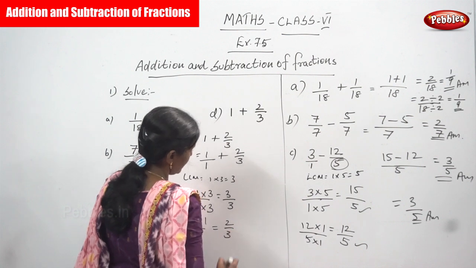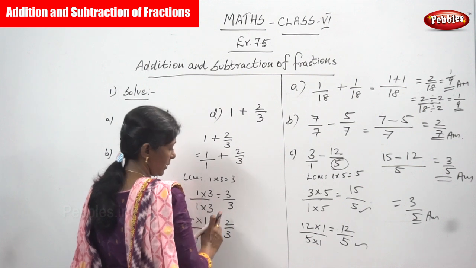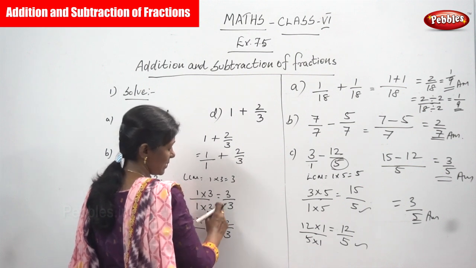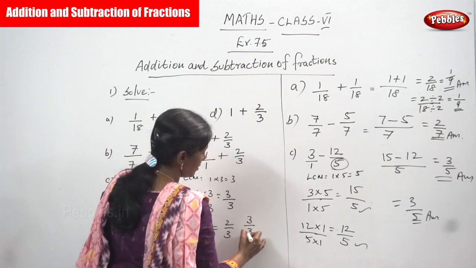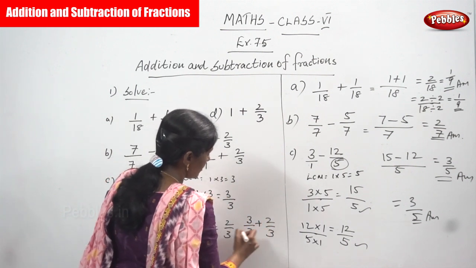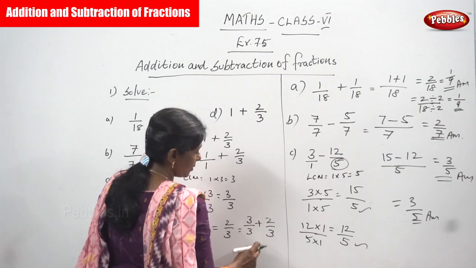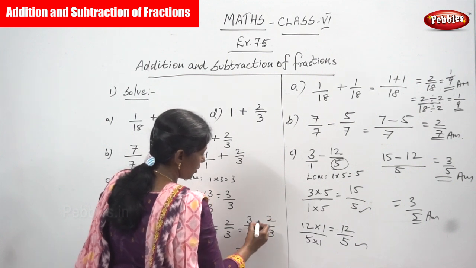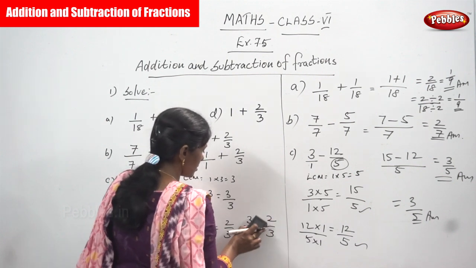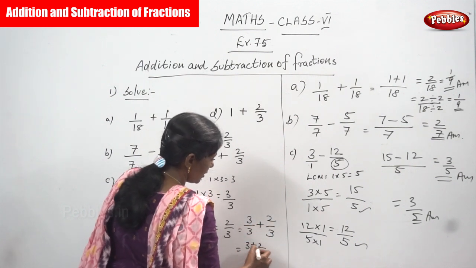Now we are going to add the numerators, because now the denominators are similar. So you have to add only the numerators. So 3 by 3 plus 2 by 3. Now the denominator is similar, so you must add only the numerators: 3 plus 2 divided by 3.